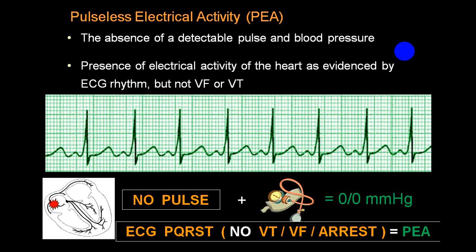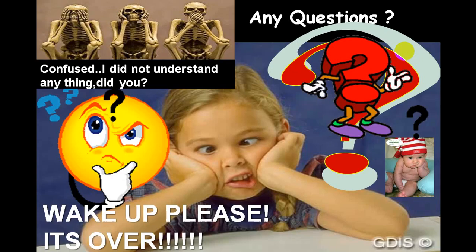So no PQRST, no VT or VF, no ventricular arrest, and you see QRS complexes. QRS complexes are present. No VT, no ventricular fibrillation, no arrest. This is called pulseless electrical activity.